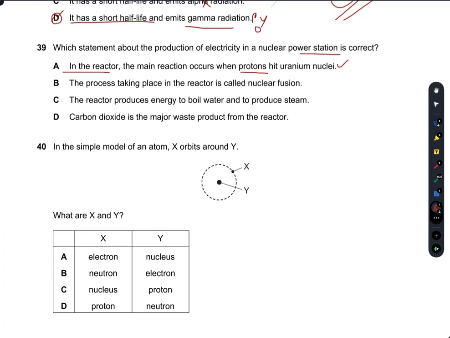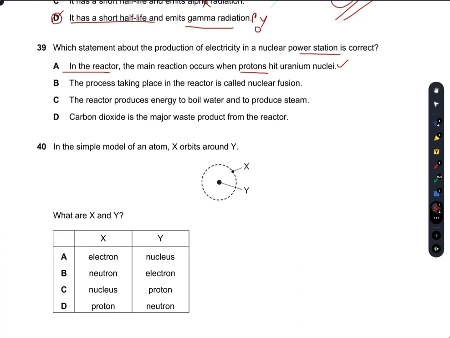In the nuclear power stations, nuclear fission always takes place. Nuclear fusion is not conducted in nuclear power stations. So B is incorrect. Whereas the reactor produces energy to boil water and to produce steam, so this makes sense. This is true.